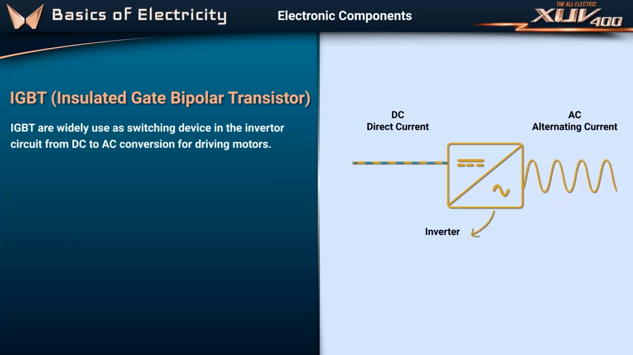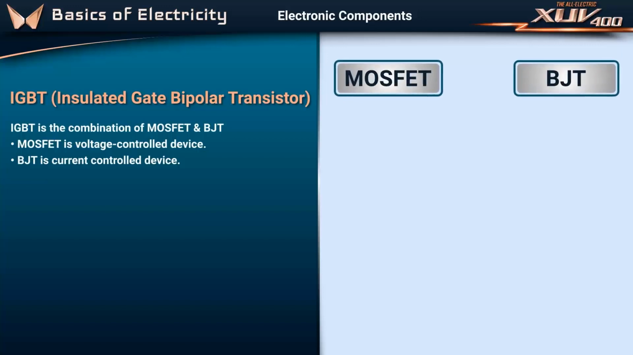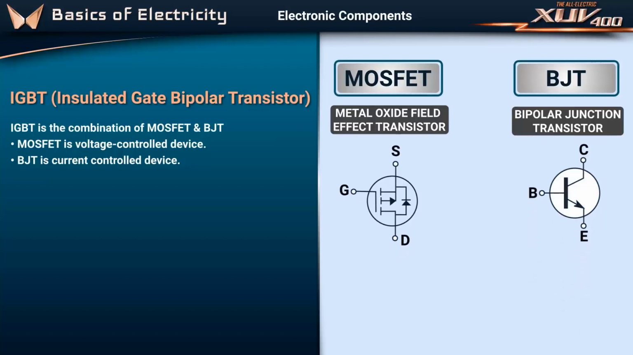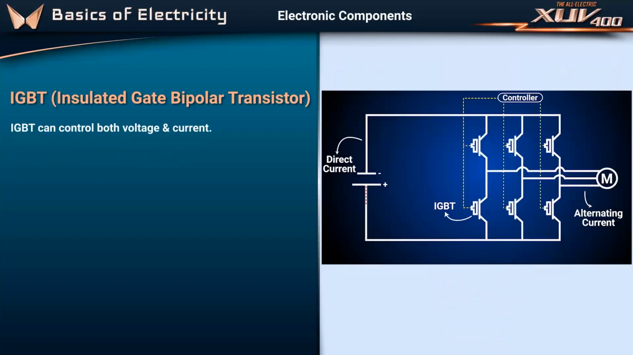IGBT. IGBTs are widely used as switching devices in inverter circuits for DC to AC conversion for driving motors. IGBT is the combination of MOSFET and BJT. MOSFET is a voltage controlled device. BJT is a current controlled device. IGBT can control both voltage and current.